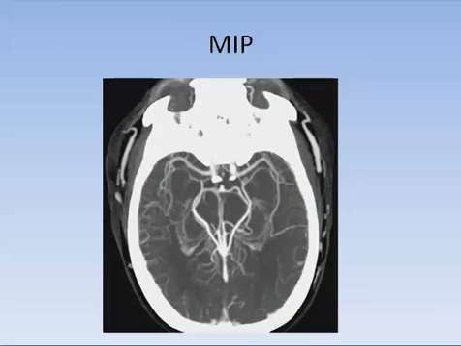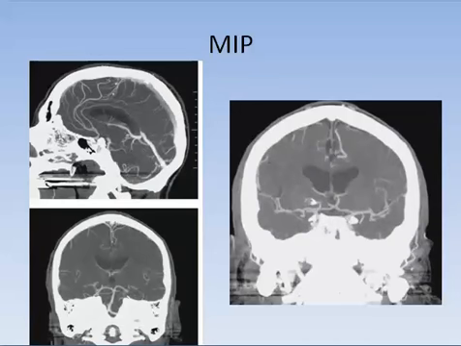This is the maximum intensity projection, where the vessels containing contrast are brought into good, high-resolution image, and this of course is at the expense of the parenchyma. The parenchyma is not evident the same as the vessels.